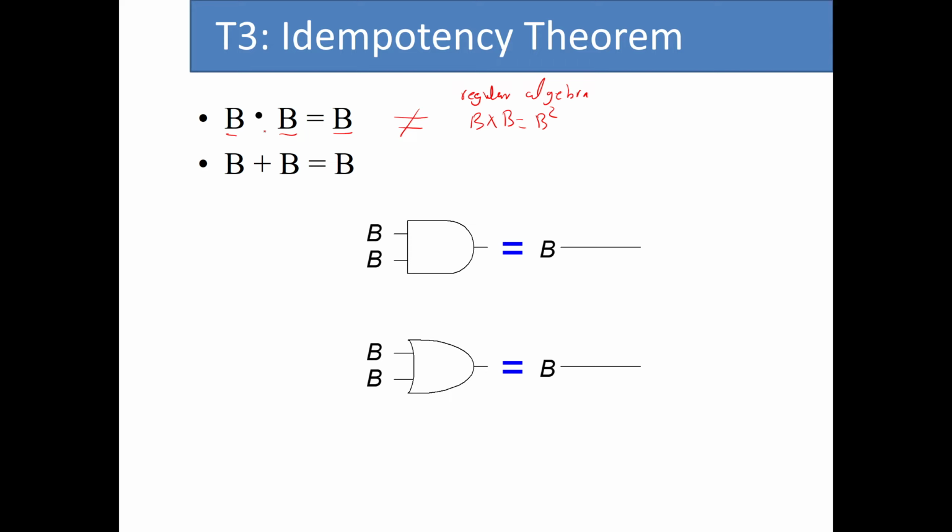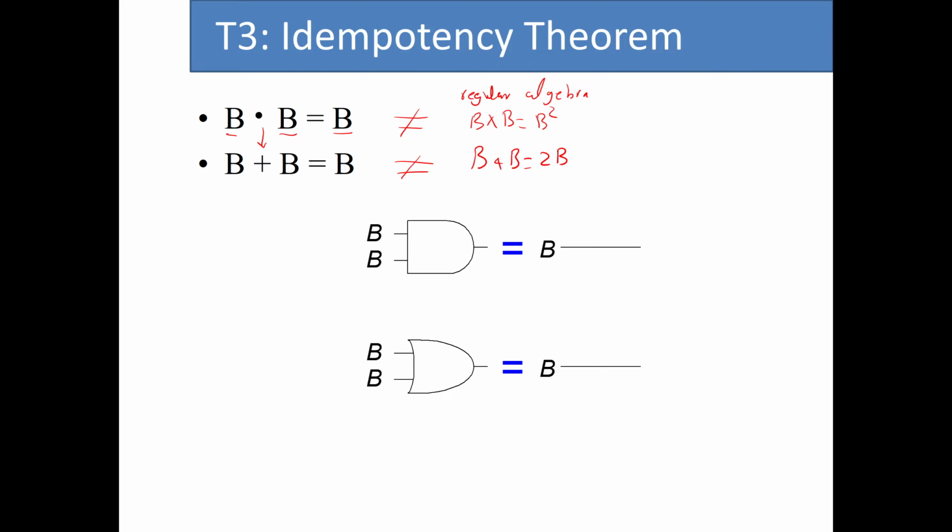In its dual form, when we switch all the ANDs with ORs and all the zeros with 1s and vice versa, we get b plus b equals b, or b OR b equals b. And again, this is different than having b plus b in regular algebra, which is 2b.